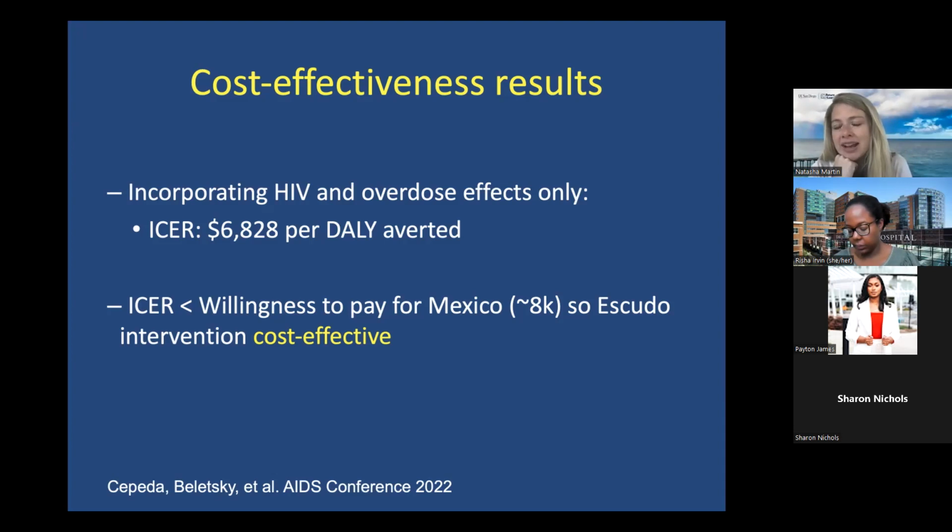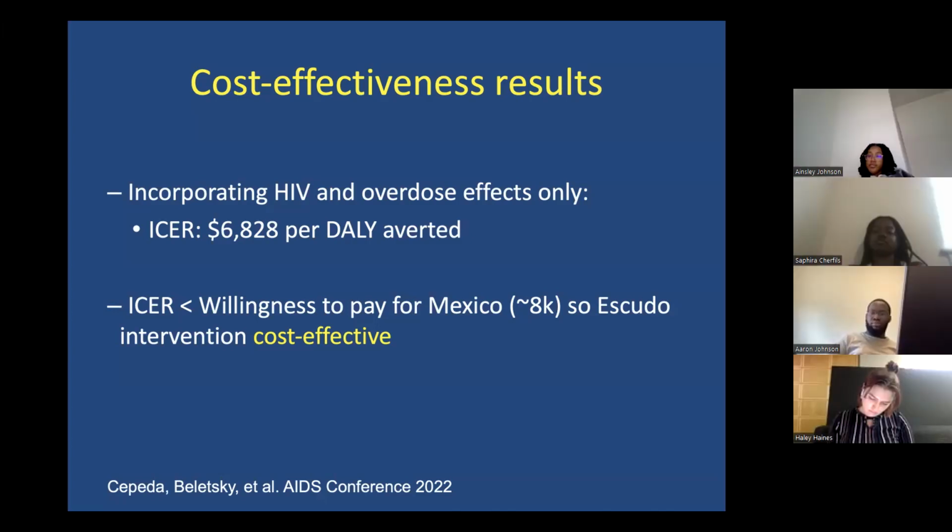And this is what I've gotten, $6,828 per DALY averted. Okay, so then the question is, is that above or below our willingness to pay threshold? Is it cost effective? There's not a hard, formal threshold for Mexico. One threshold that's often taken is the per capita GDP, gross domestic product. And for Mexico, that's about $8,000. So based on that threshold, we would say, okay, the ICER is below that willingness to pay threshold. So that intervention is cost effective.